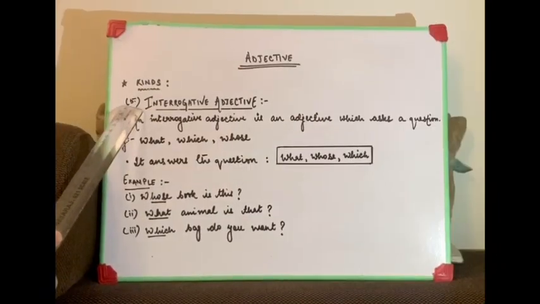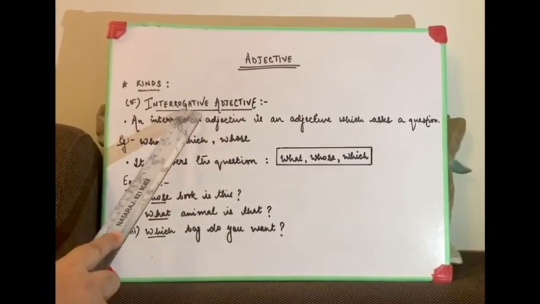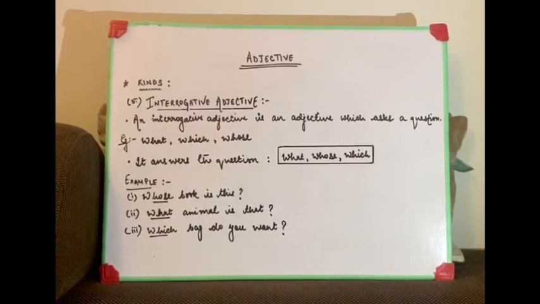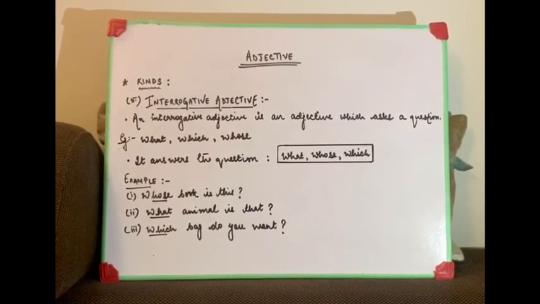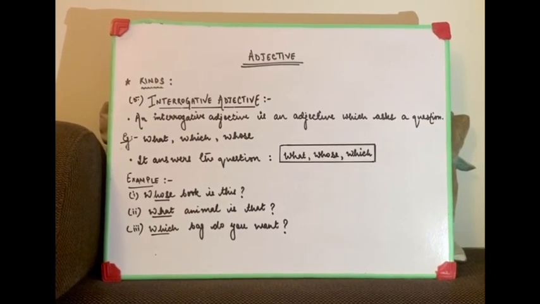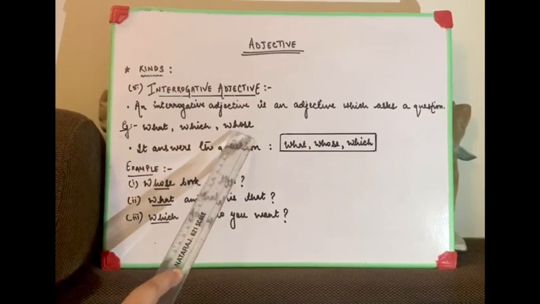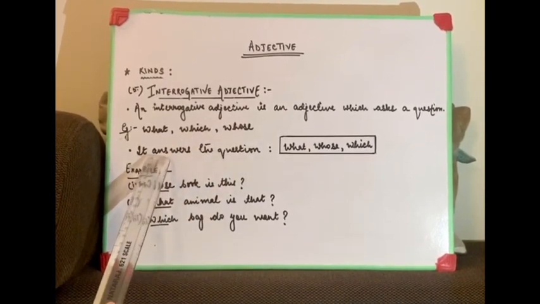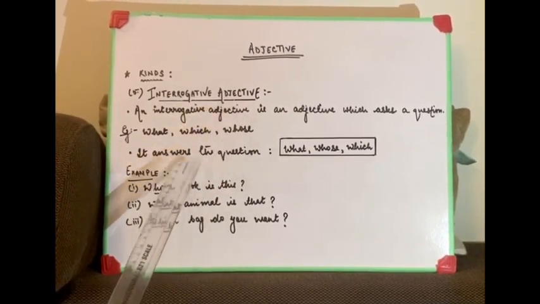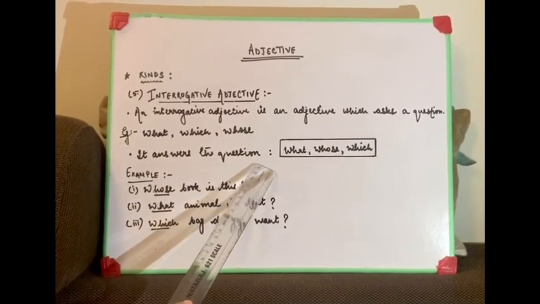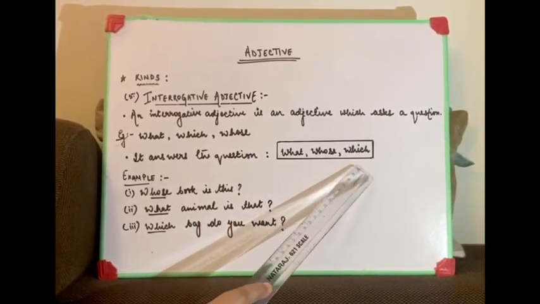Our fifth kind of adjective is interrogative adjective. Now, interrogative adjectives are the adjectives which ask a question in a sentence. Examples are what, which, whose. So you have to remember that interrogative adjective will answer the question what, whose, which.